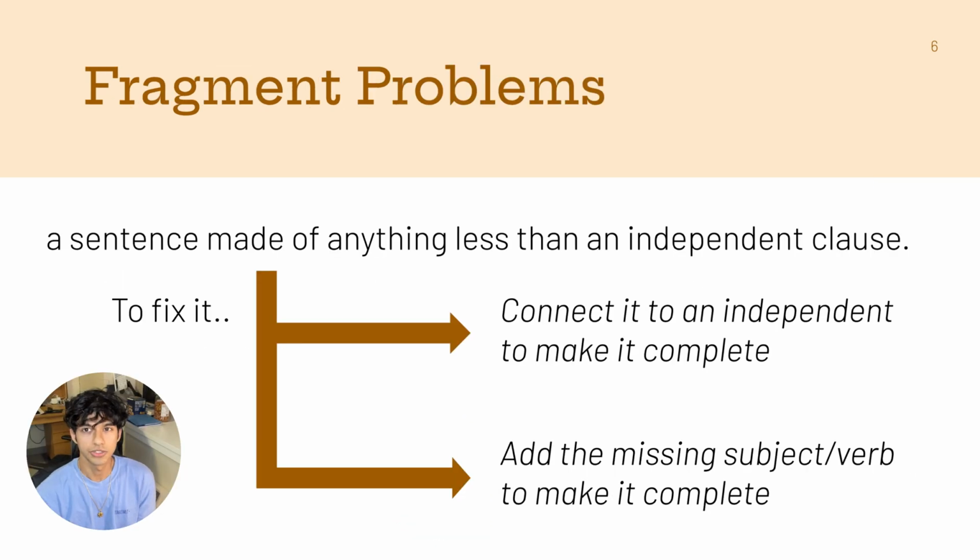A problem related to sentences on the SAT is going to be fragment problems. This is basically a sentence made up of anything less than an independent clause. They're basically testing if you can catch that the sentence is not complete. So how do we fix it? There are two ways. All you have to do is connect it to an independent clause to make it complete, like we did on the last page, or you can add in the missing subject or verb to make it a complete independent sentence.